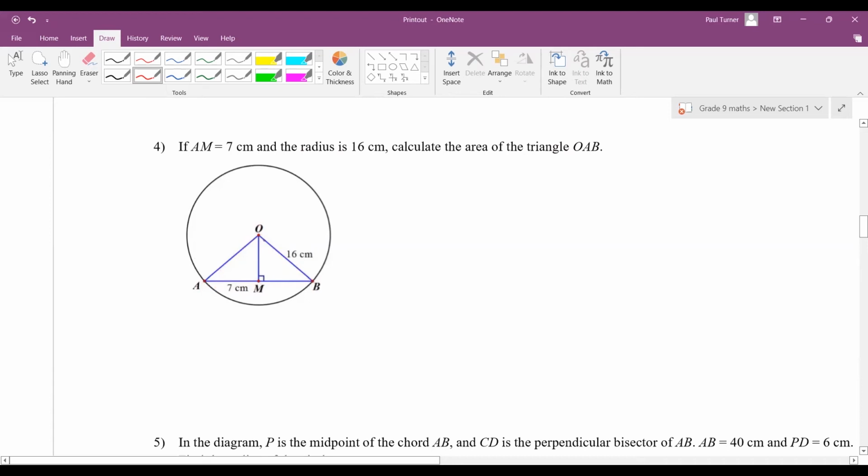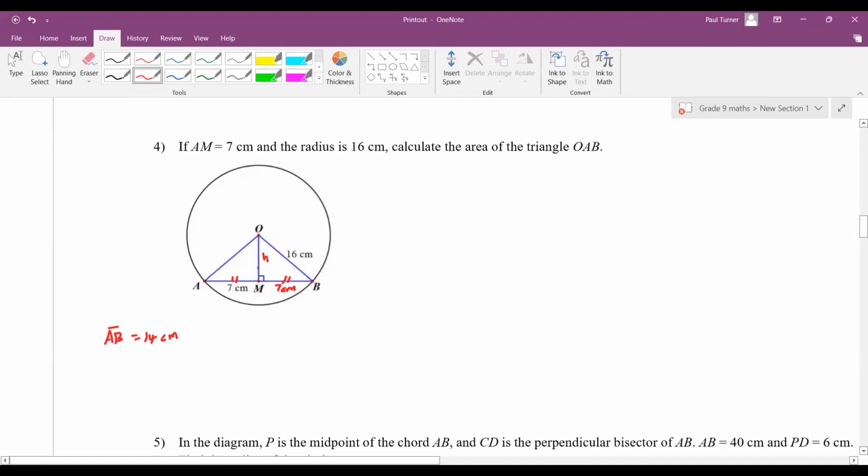So we see that as we have a line coming down through O, through the center of the circle, down to M at a right angle, the chord is being bisected. So you could write 7 cm on this side as well. So the chord AB is 14 centimeters. So to get the area, we're going to need its height.